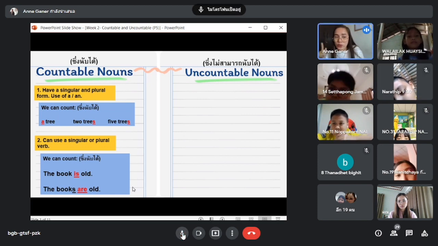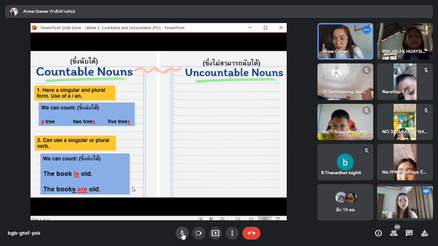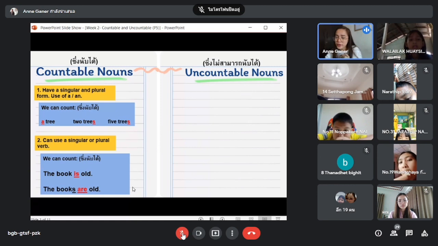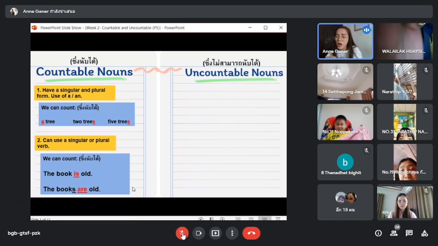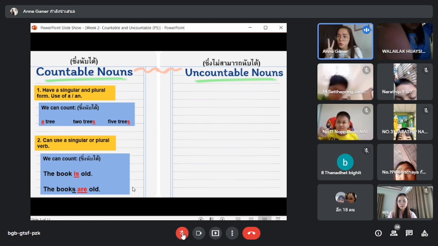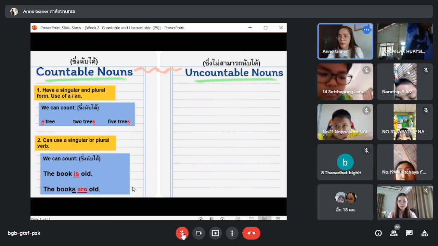Do you get how we use countable nouns? Remember. Just remember, it's for singular and plural, and if it's more than one, two or more, you will add S. When you use is, it's for singular, only one. When you use are, it's for plural, two or more.